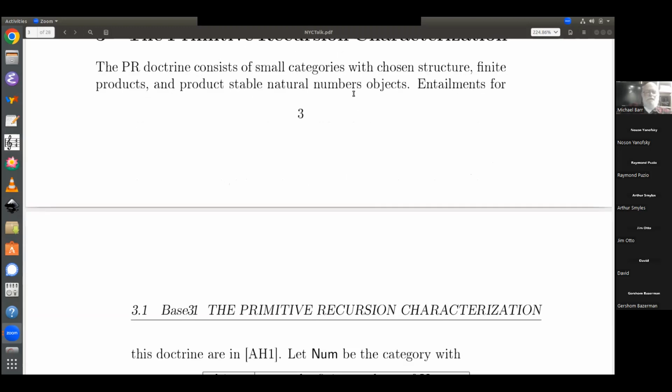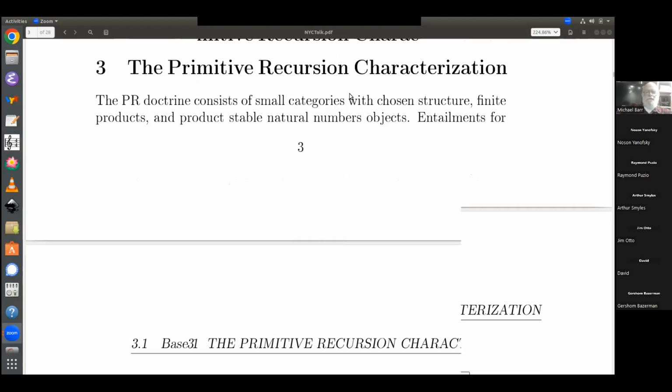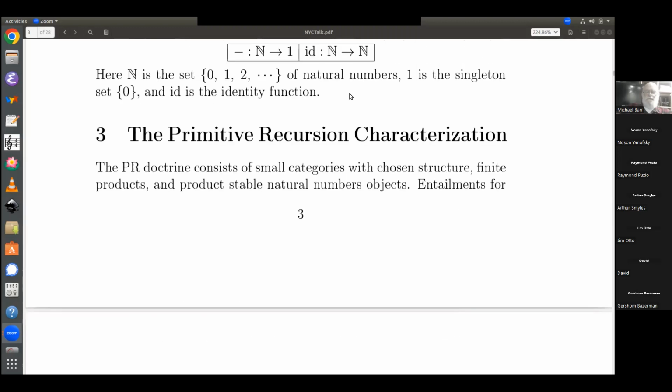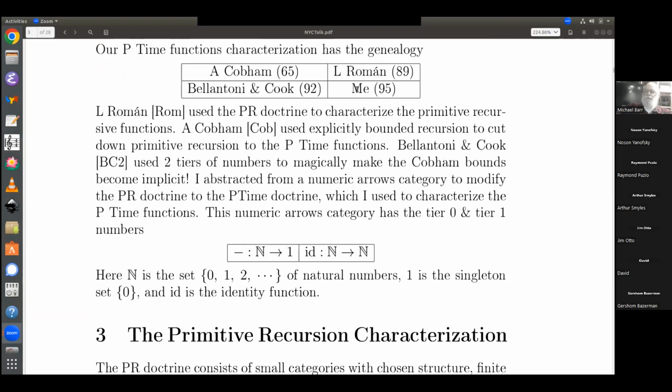Okay, one second, Román's paper is just about PR, not about PTime, right? Yeah. So your thing was the combination of those 2 things. Okay, fine. Yeah, basically.